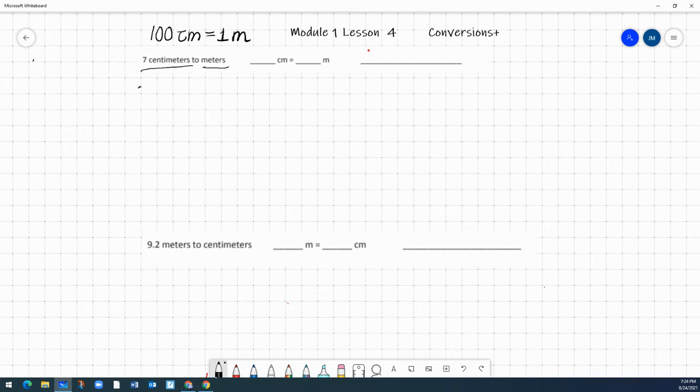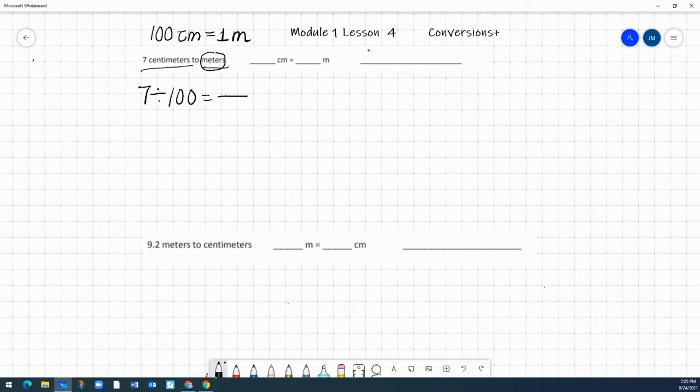So when we're going from a small measurement like centimeters to meters, we must divide. So it's going to be 7 divided by 1 meter, which is 100. Okay, so we converted this meter into hundreds, and that's how we came up with this answer. Now, here's the first way to know how to solve this problem.